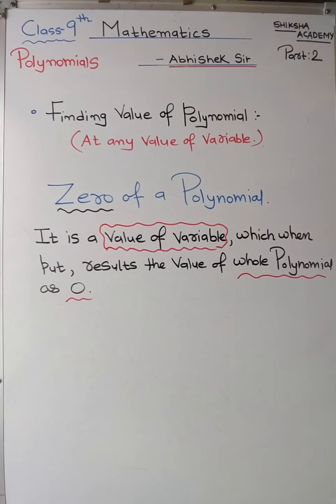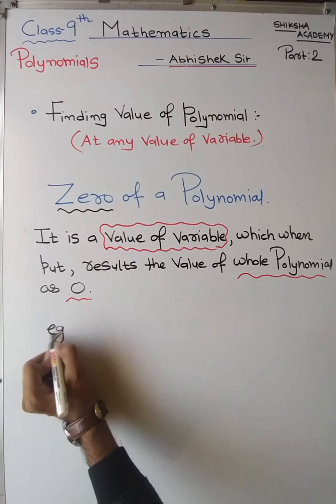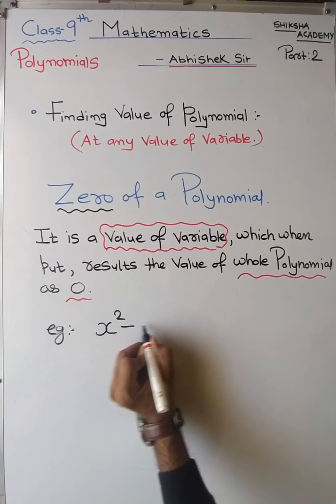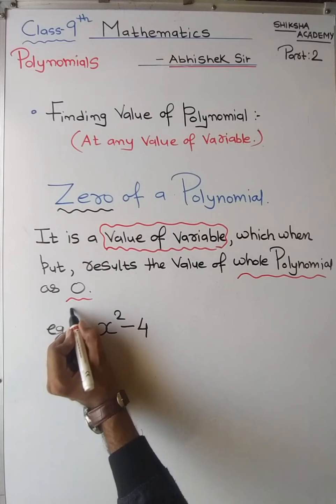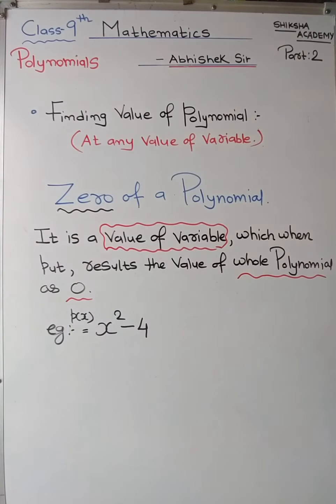Okay, first of all, it is a number which we put in place of variable. The value of whole polynomial will become 0. Clear? So let us study that with an example. Okay, so let us take one example, x square minus 4. Okay, we have a polynomial p of x which is x square minus 4.